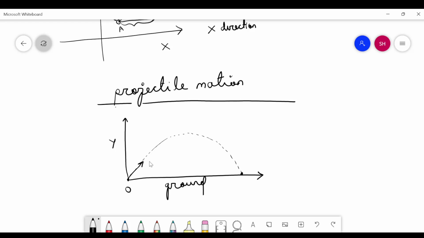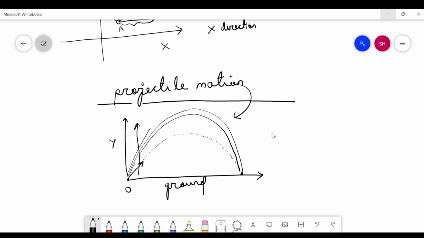Many examples can be given, like we can throw a ball, it will go up, then it will come to the ground. In sports, if something is going up, it never goes up and up and up. It will go up, and it will have some horizontal component and some vertical component, and eventually it will come down. So this type of motion is called projectile motion.